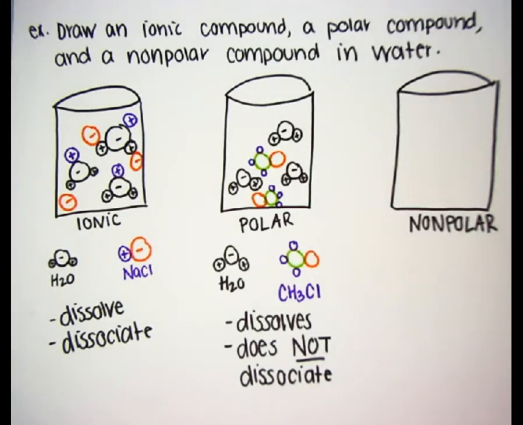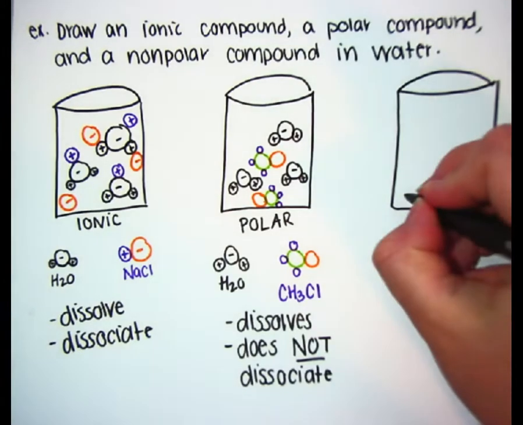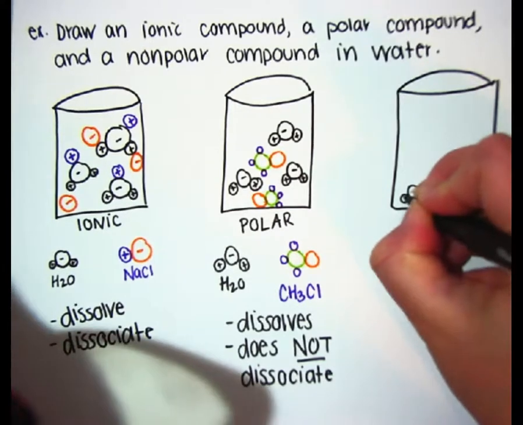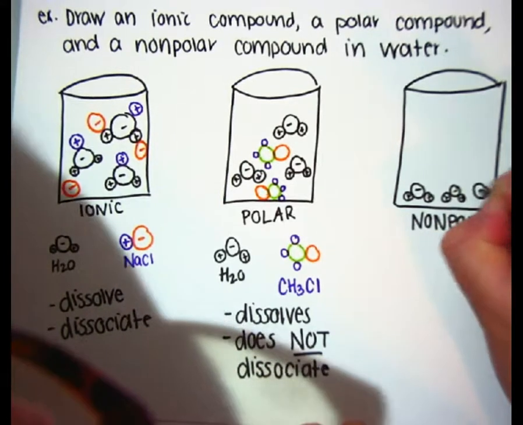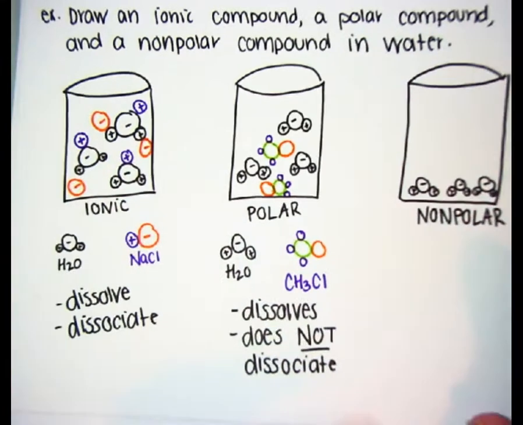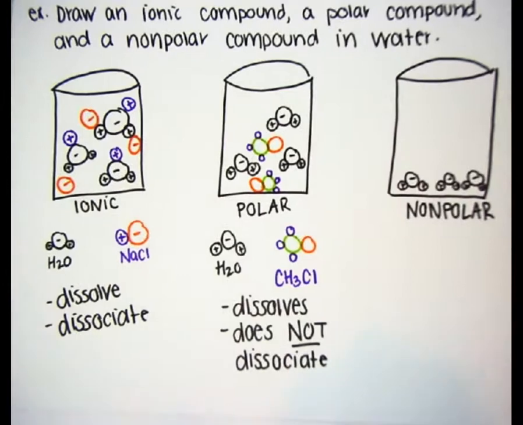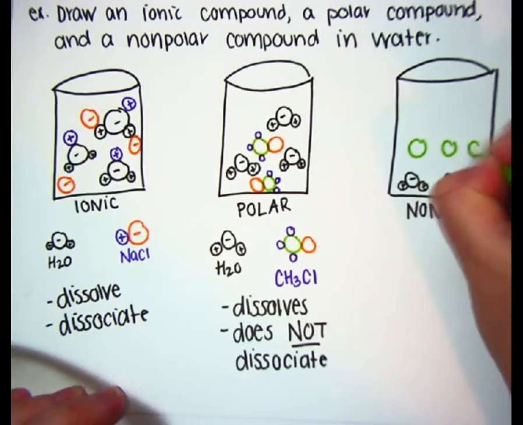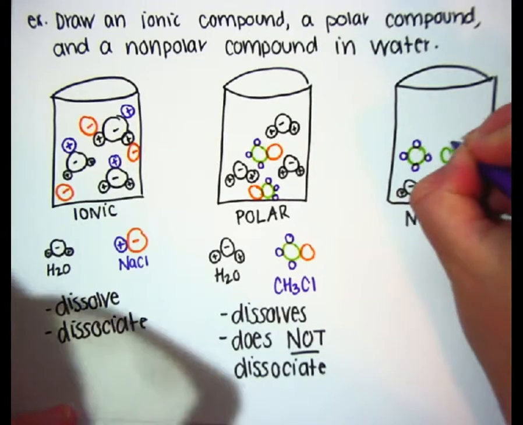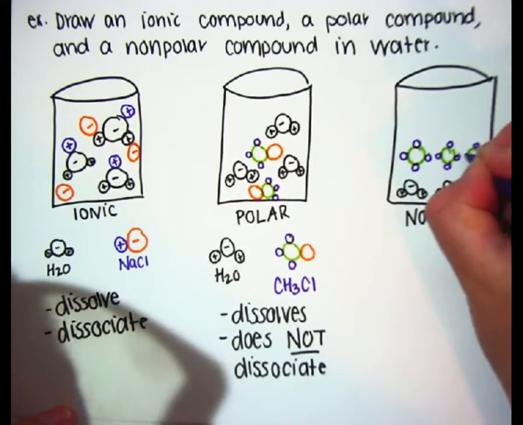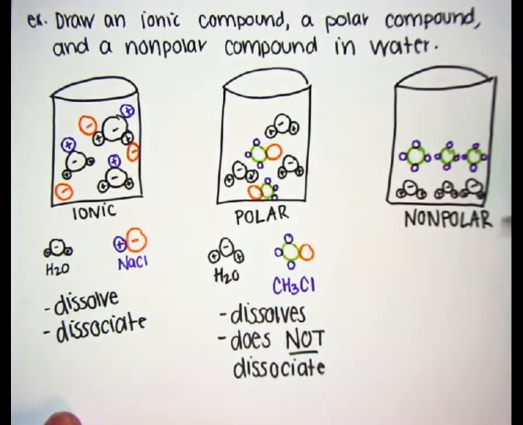Last one. Let's look at something that is nonpolar. What that would look like is your two substances will not mix. You would have a clear separation. And it'll depend on the density of which one is on the bottom and which one floats on the top.